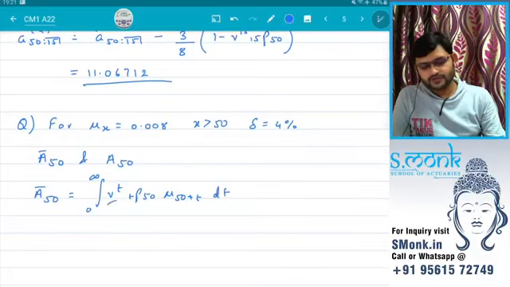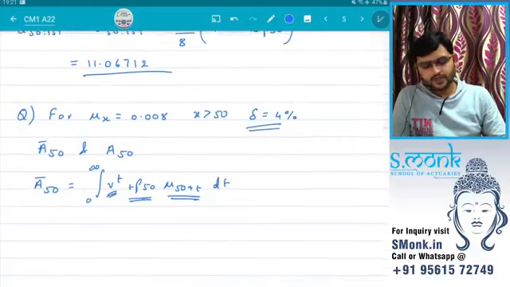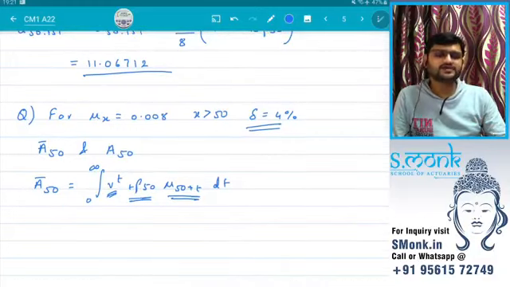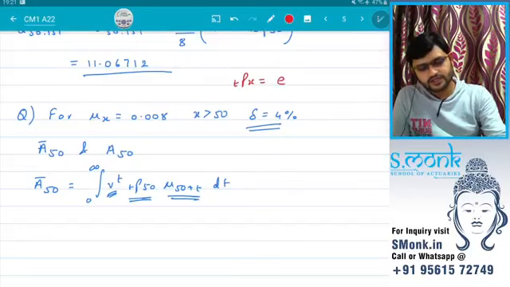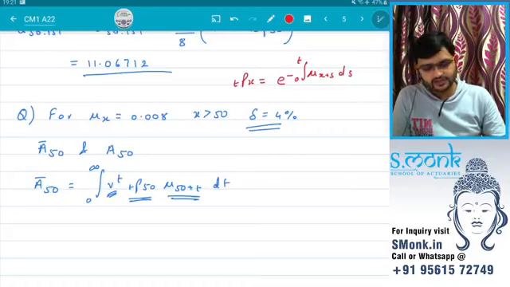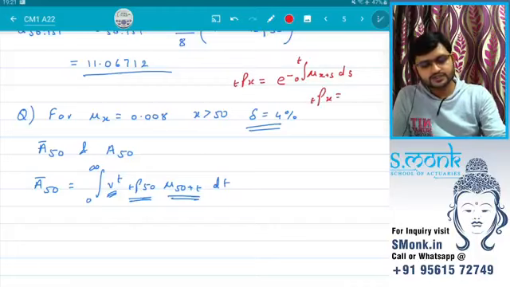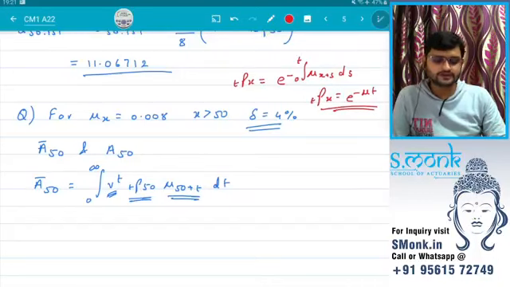So first of all, we know v raised to t; we can write it in terms of delta. We know mu that is given to us. Let's find tp50. For constant force of mortality, you can directly write it as e raised to minus mu t. The actual formula is tpx equals e raised to minus integration from 0 to t of mu x plus s ds. But if we have a constant force of mortality, our integration gives us tpx equals e raised to minus mu t.